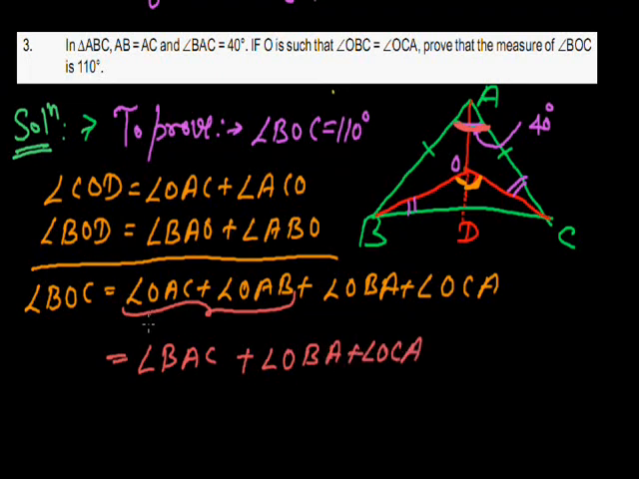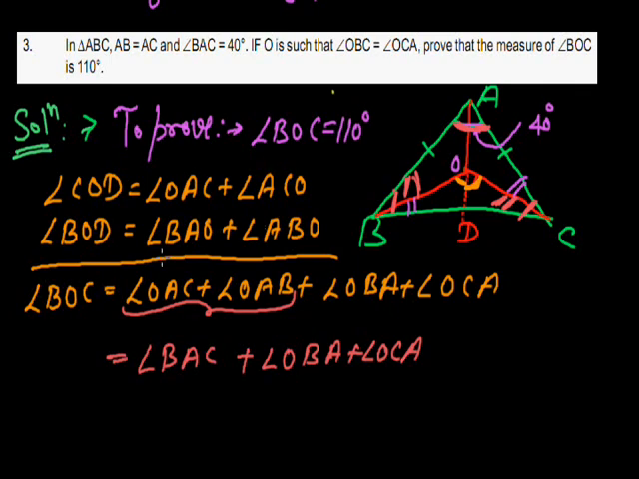Again, as we know that AB and AC are equal, the opposite angles of these sides will also be equal. That means angle ABC will be equal to angle ACB. So angle OBA will be equal to angle OCB. Angle OBA is equal to angle OCB.